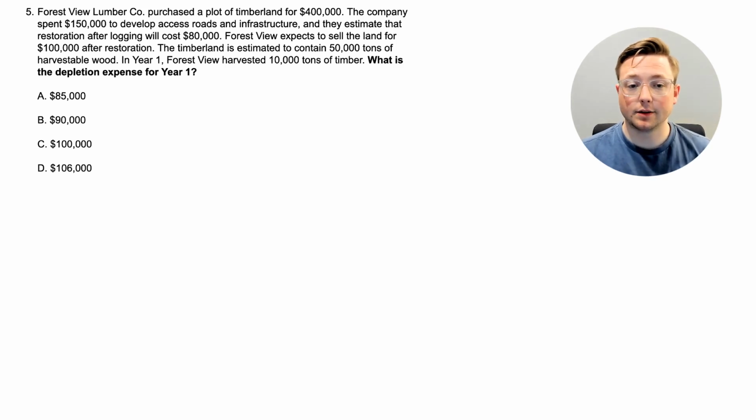Forest View expects to sell the land for $100,000 after restoration. The timberland is estimated to contain 50,000 tons of harvestable wood. In year 1, Forest View harvested 10,000 tons of timber. What is the depletion expense for year 1? Okay, so again, this is depletion. It's not depreciation. This is one of the few times where land is actually going to lose value on the books.